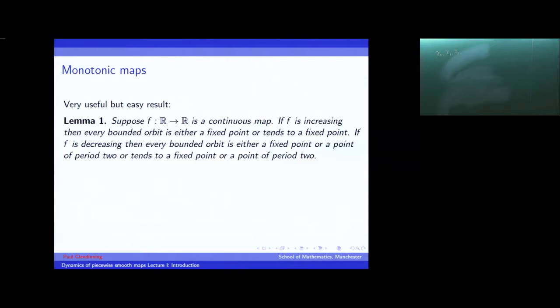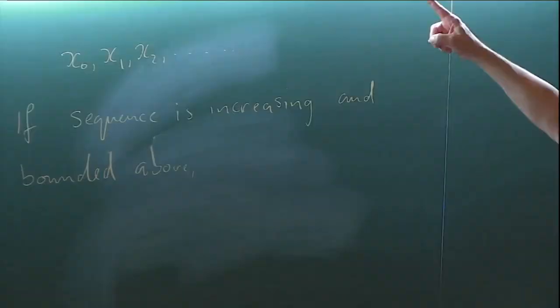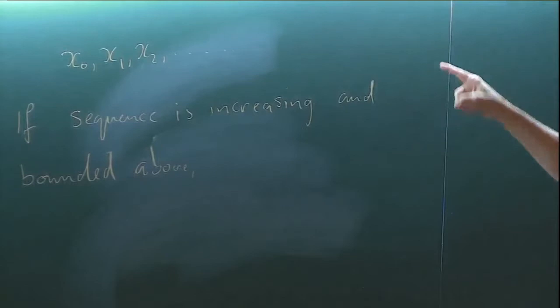But if the sequence is increasing and bounded above, okay, so that means increasing means that x0 is less than or equal to x1, is less than or equal to x2. Bounded above means there's some number m which you can't get beyond, then the sequence tends to a limit.